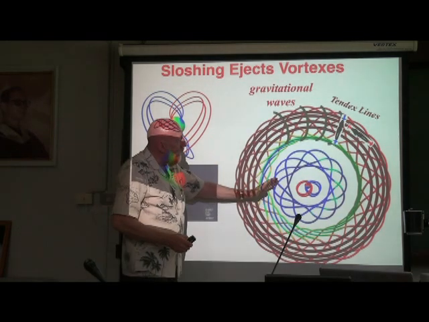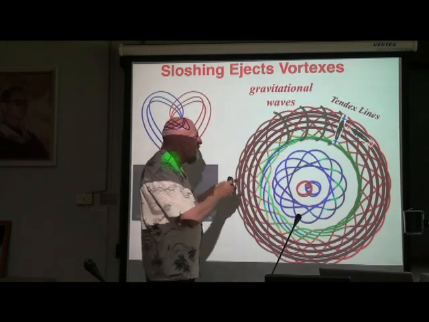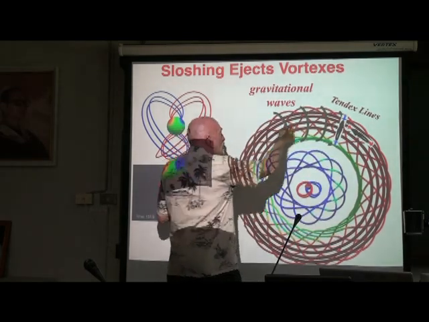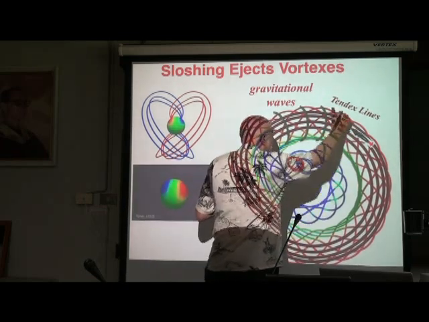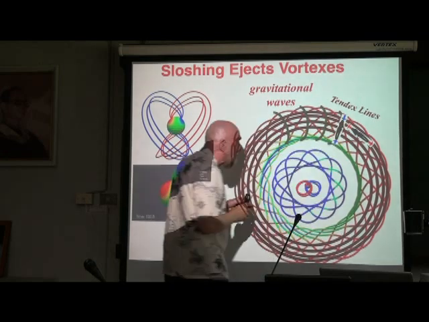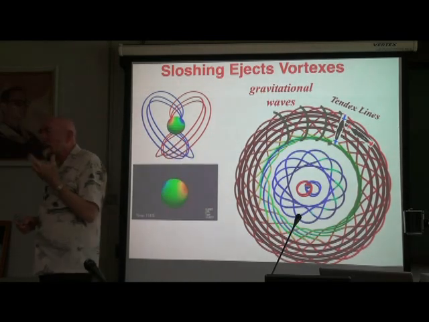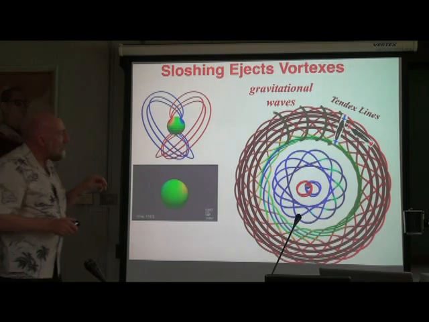And so as it moves out, once it is about one wavelength away from the black hole, it has strong tendex lines that wrap around like this. The stretching tendex lines wrap around like this. The squeezing tendex lines wrap around like that. So you have a complicated structure, a donut, a torus, of interleaved vortex and tendex lines.